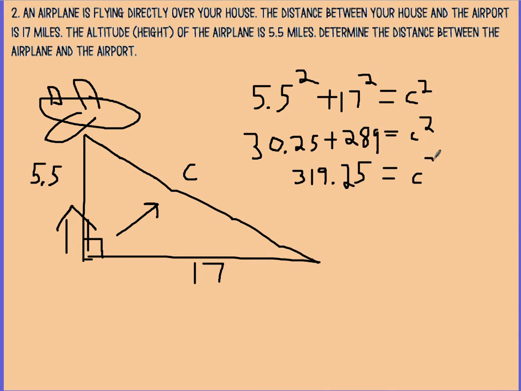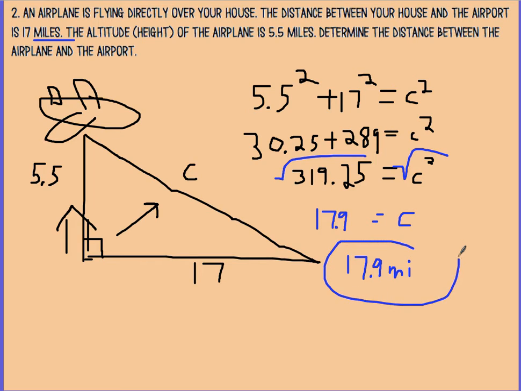And remember to solve here, we're going to square root now. So our final answer, and it says round to the nearest tenth. We should get 17.9 when we round. And look at this. This is measured in miles. So we'll say 17.9 miles. MI is the abbreviation for miles. So we could write it like that.